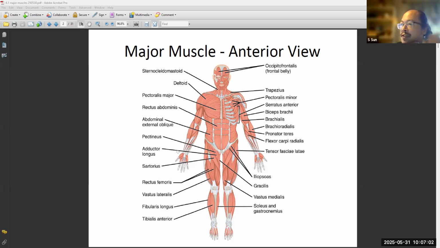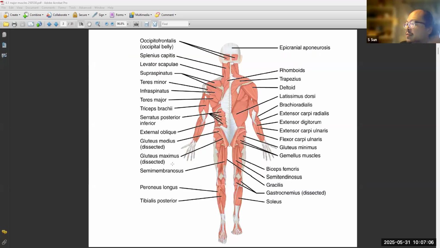So that's the anterior view. And then the posterior view. The posterior view is here. So from the top we have the occipitofrontalis, and the tendon here is called epi. Epi means on the surface.